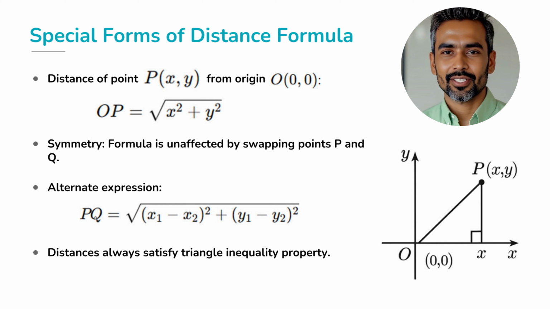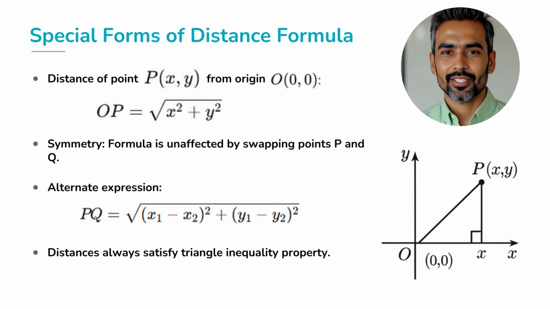Now, apply our old friend Pythagoras. Distance PQ equals square root of open bracket (x2 minus x1) whole square plus (y2 minus y1) whole square close. And voila! We've arrived at the magical distance formula.